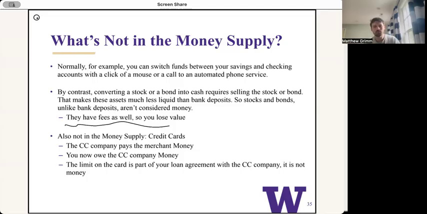Also, what's not in the money supply are credit cards. We talked about this a little bit, but the credit card company pays the merchant money. You now owe the credit card company money. The limit on the card is part of your loan agreement with the credit card company, so it's not money. Okay, credit cards are not money.